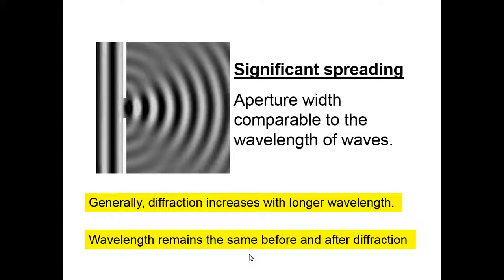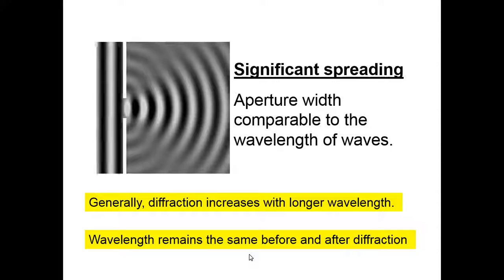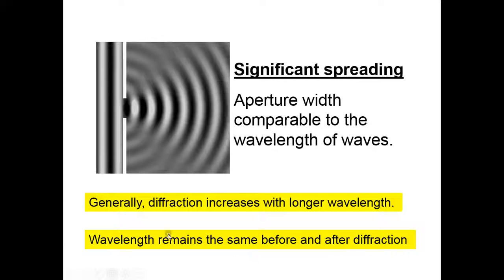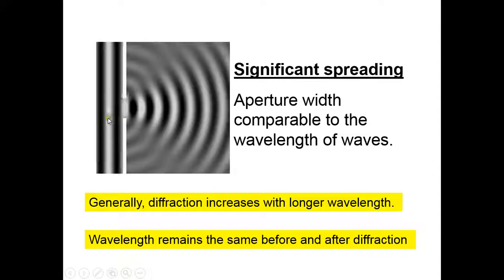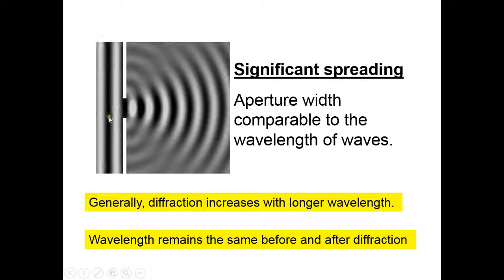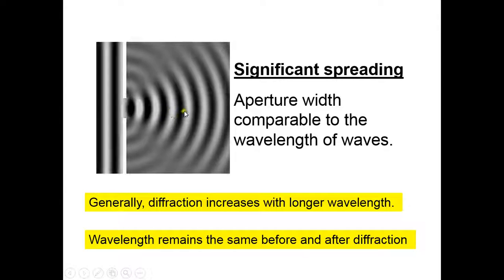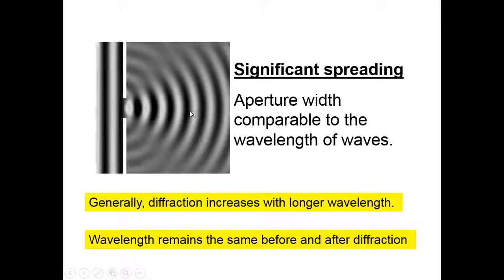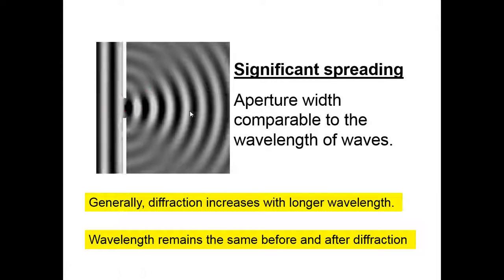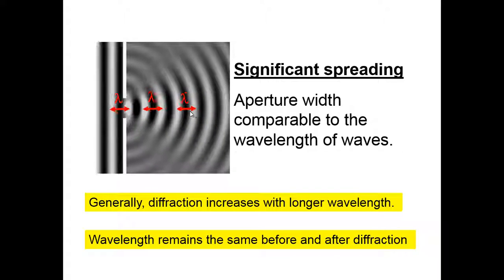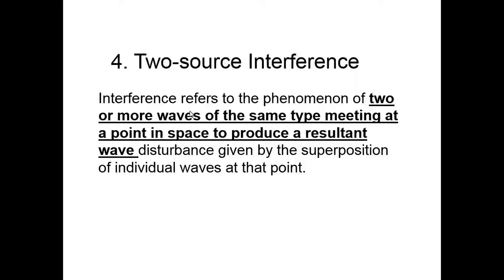Another important feature is that the wavelength remains the same before and after diffraction. If you look at the distance between the two wavefronts here, it should be the same as the distance between the two wavefronts here after it passed through the aperture. So lambda should stay constant. With that, I finished section 3.